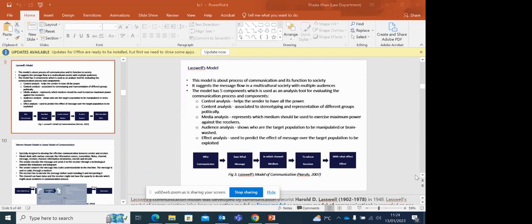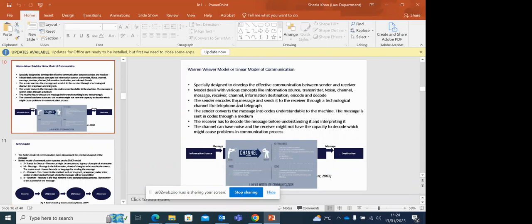Audience analysis, which shows who the target population is to be manipulated or brainwashed. So, you know, someone that you can manipulate. Then you've got effect analysis, which is used to predict the effect of the message over the largest population to be exploited. So: who says what in which channel to whom and what effect it has. So it's trying to, again, draw people in and brainwash people.